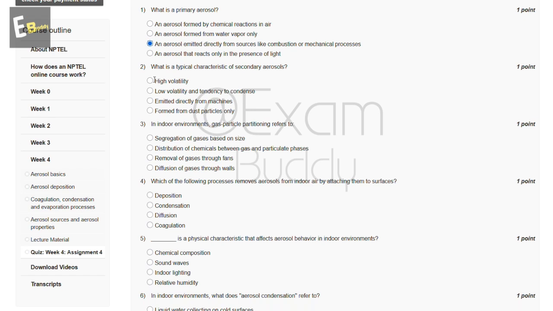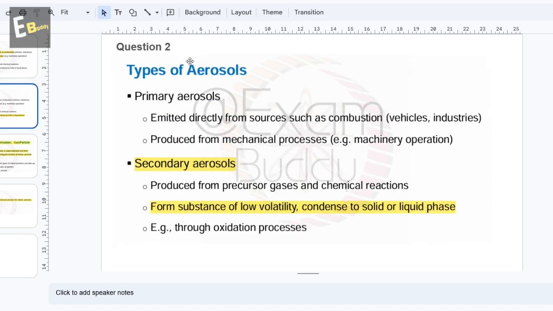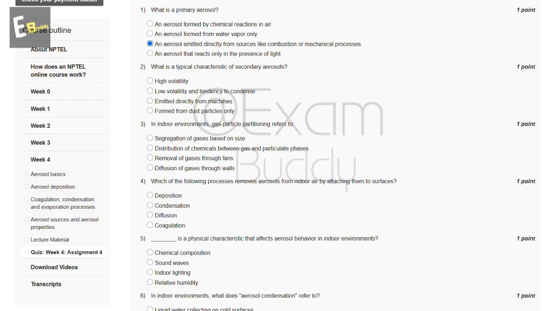Now the second question is: what are the typical characteristics of secondary aerosols? These are the options: high volatility, low volatility and tendency to condense, emitted directly from machines, formed from dust particles only. Let's check the answer. Secondary aerosols form from substances of low volatility that condense to a solid or liquid phase. So the answer to our second question is B: low volatility and tendency to condense.